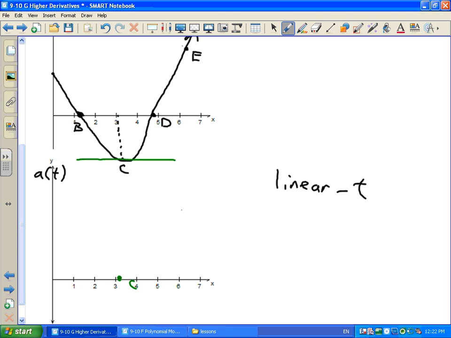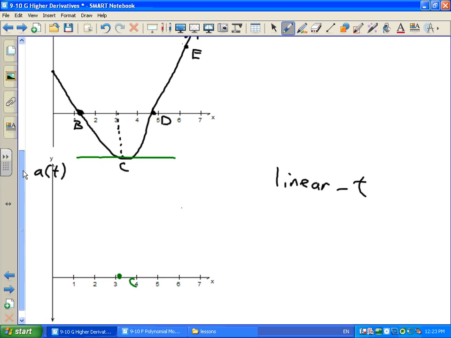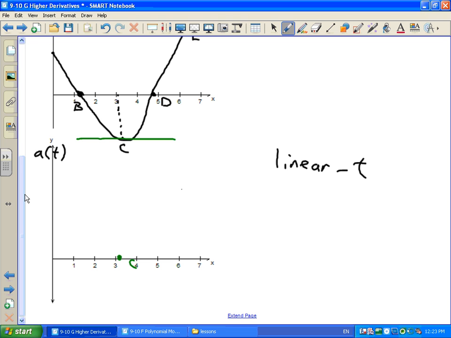Let's look at the slope here. If our slope is negative, negative, negative, negative, it hits 0, then it becomes positive, positive, and positive. So our acceleration is going to go from a negative value to 0, and then to a positive value. And it's going to be a linear function. So it's just going to go just like that. And there we are. Position, velocity, and acceleration graphs.